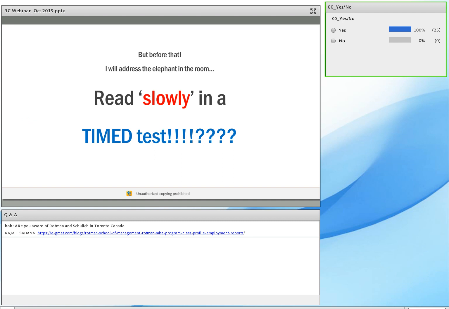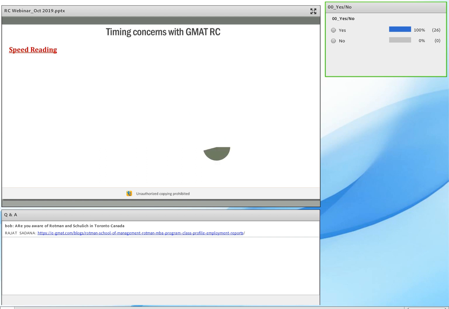But let's first talk about the thing that has been bothering you since I used the word slowly up front in the session, that is, read slowly in a timed test. And I know that you guys would be confused about that. You have expressed that to me. So what I'm going to do is first talk about what kind of speed, and again, initially when I asked you this question in the webinar, how much time do you take to read the passage, how much time do you take to answer the questions, you gave me this data.